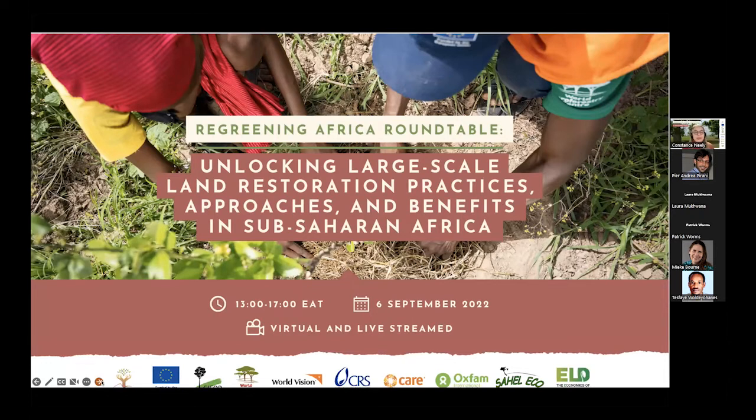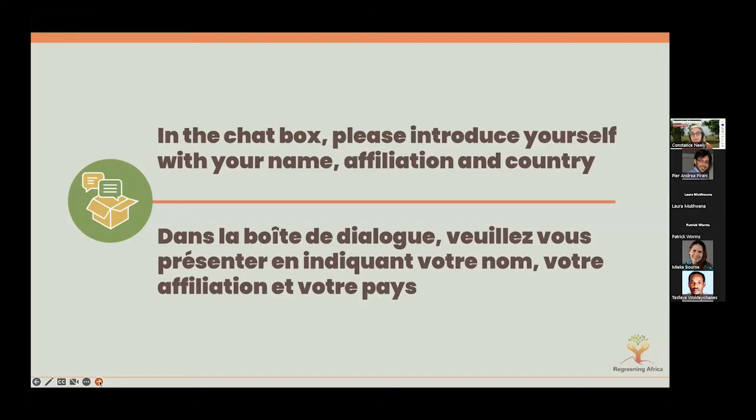Welcome to the Regreening Africa Roundtable on unlocking large-scale land restoration practices, approaches, and benefits in sub-Saharan Africa. This is an event of the EU-funded project on Regreening Africa, managed by CIFOR-ICRAF and implemented by a wide range of partners. As we get started, we'd be delighted to know who we're interacting with.